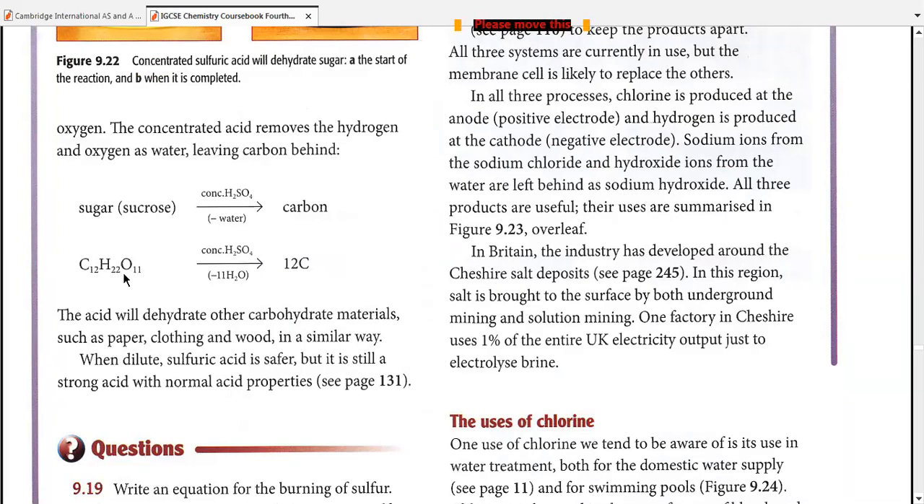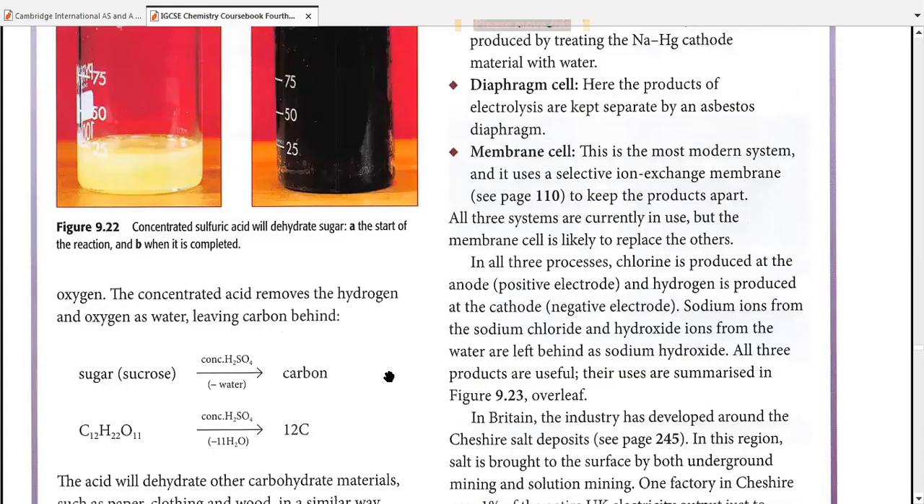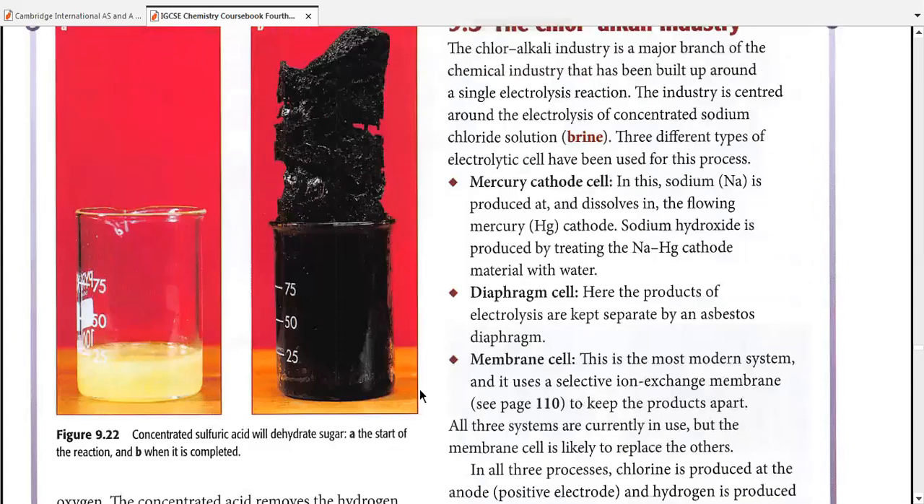So what happens is that it takes out all hydrogen and oxygen in the form of water molecules and just leaves carbon behind. That carbon is actually the carbon that is left when it reacts with paper or clothing or wood in a similar way. Okay? So this is the reaction. We call it a coal tower reaction. You can see this, what is left behind is pure coal, soft coal, and it builds up like a tower, so we call it the coal tower reaction.